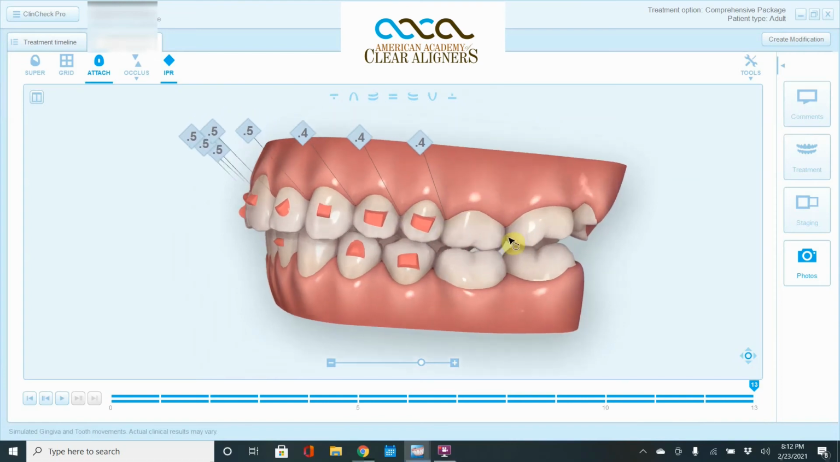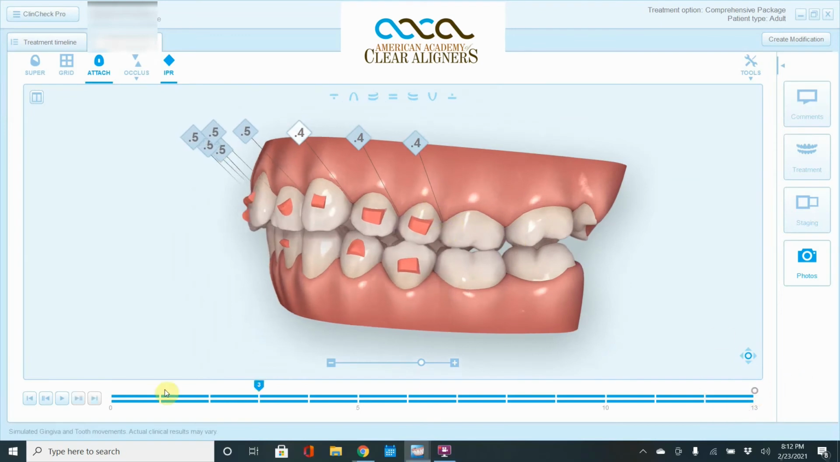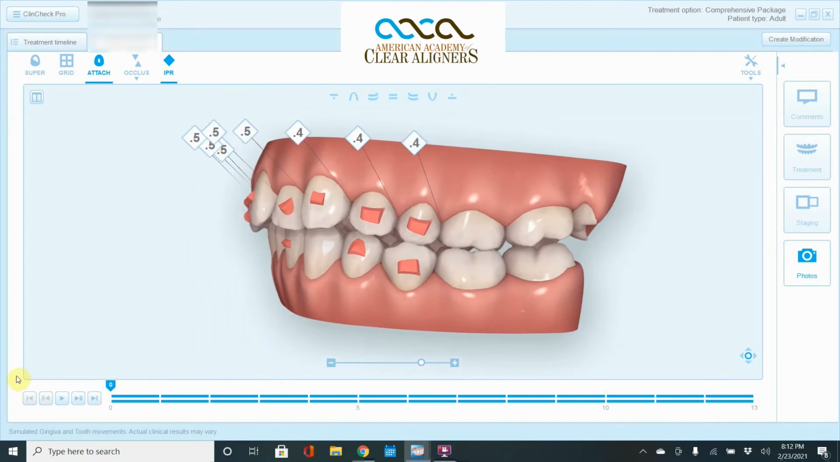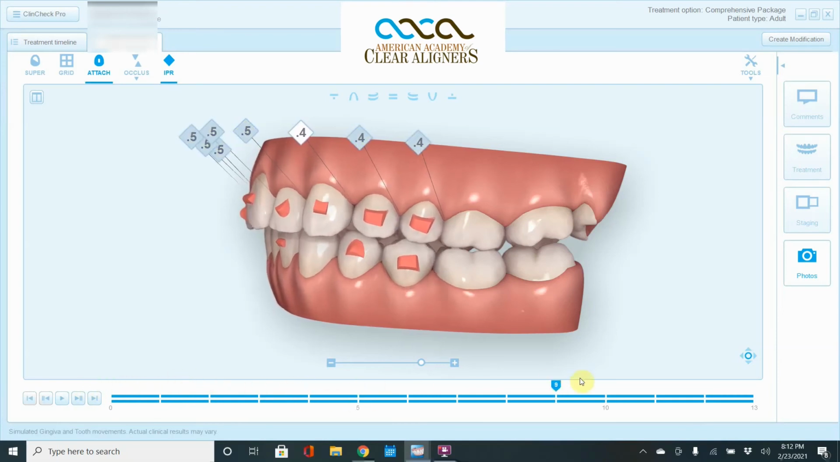And the reason why I don't like it is the following. You create a little bit of IPR here, and what you think is going to happen is that the teeth are going to distalize into that area. So you create a 0.4 millimeter gap here, and what you're hoping is that number 2.5, that number 13, is going to distalize into that space, and then you can close more overjet.